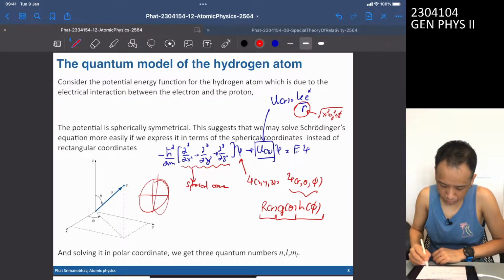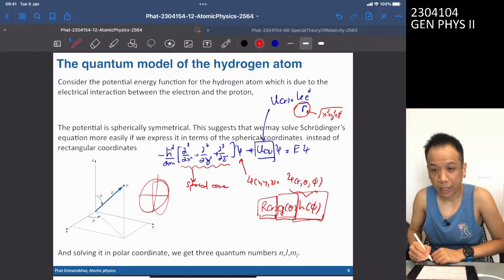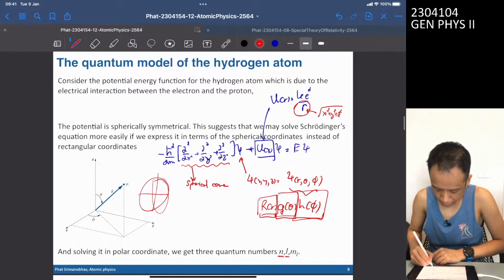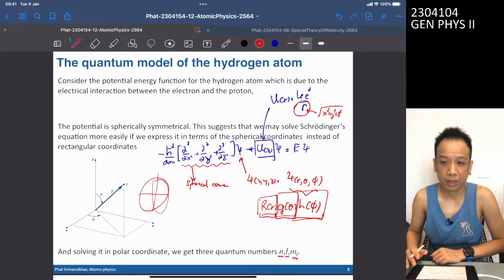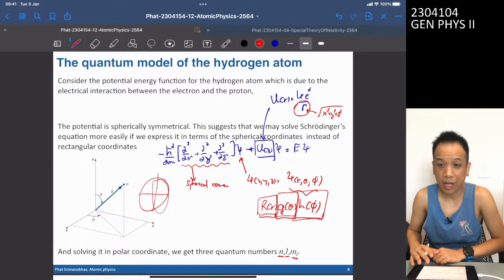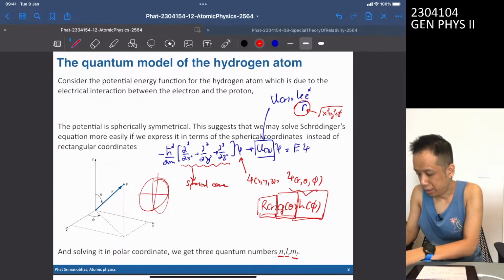But for the result, if you solve these three parts, you're going to get three quantum numbers: n, l, and m_l. What we're going to do in the next hour is try to understand the physical interpretation of these.